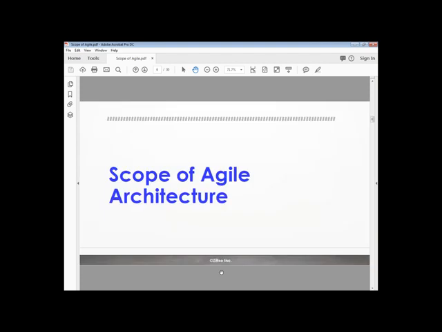So now into the meat of our conversation, scope of Agile architecture.